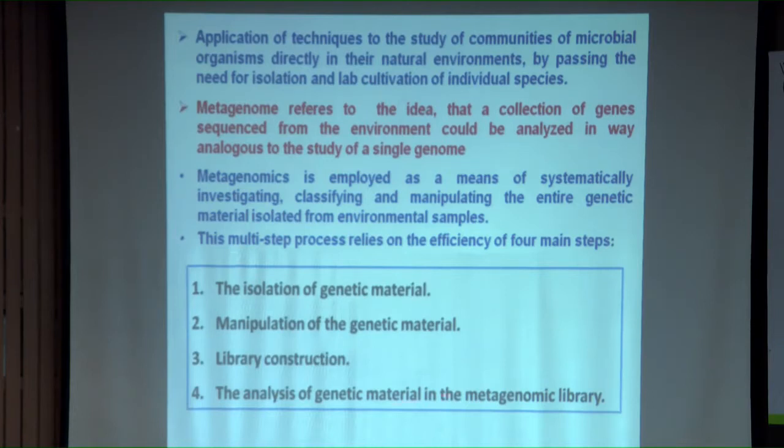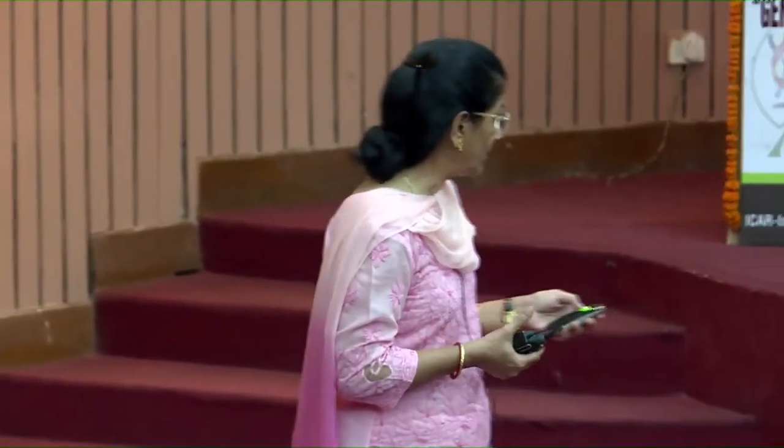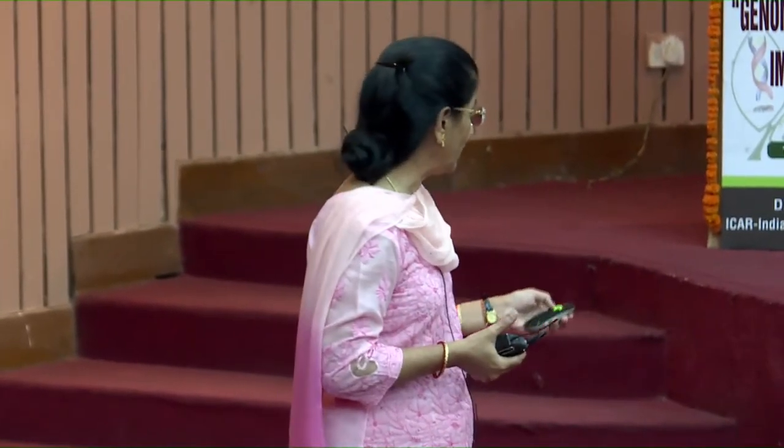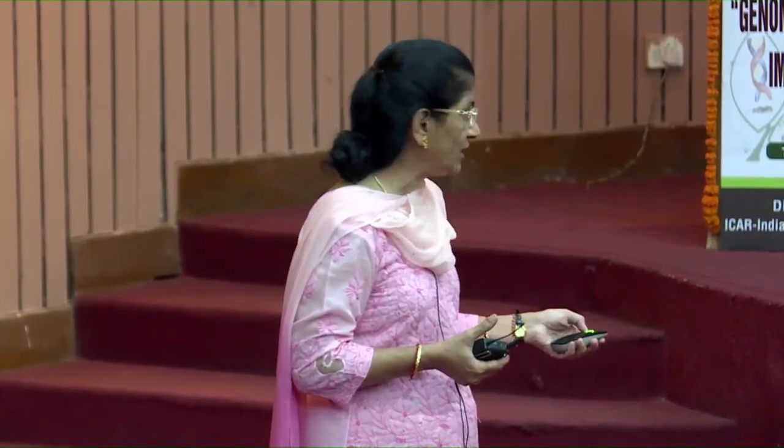Then the library construction. In the whole process, there is always a library construction, because whatever DNA you have isolated has to be put into a library. And that library will constitute the complete genome of that particular sample. That library can be in different forms, in plasmids or other things, but I will come to that a little later. And then after the library construction, the analysis of genetic material in the genomic library, the metagenomic library.